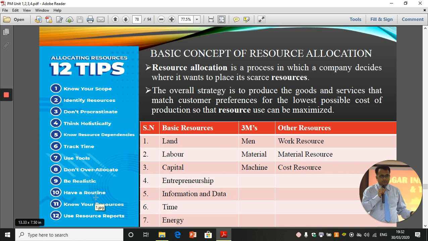Have a routine, make things routine. Know your resources and use resource reports. So in a routine, you make your resources known to yourself, and then you make your resource reports so that they can be communicated to the higher authorities.